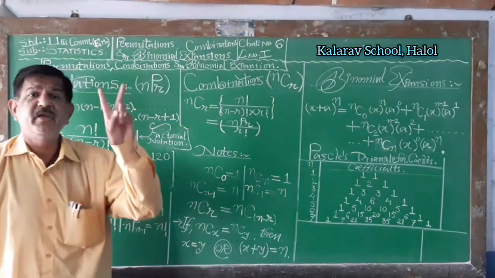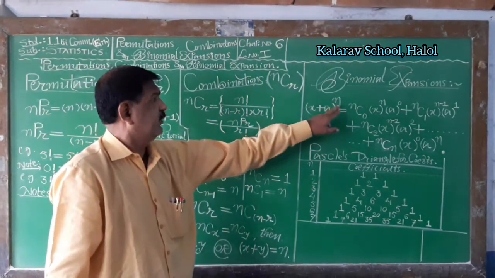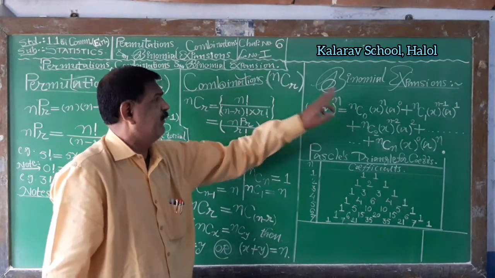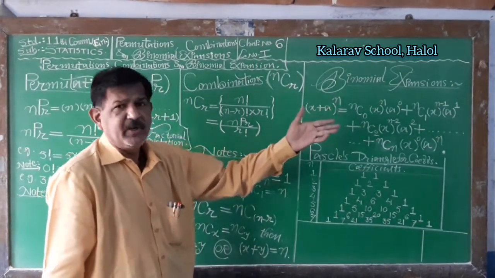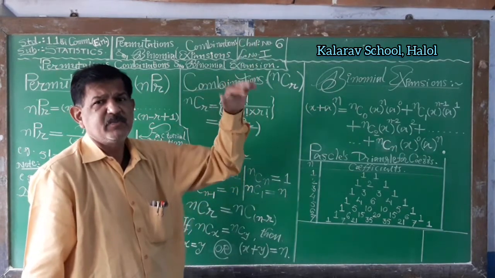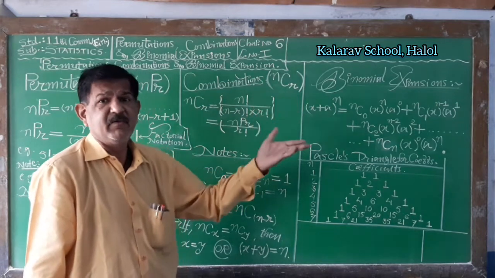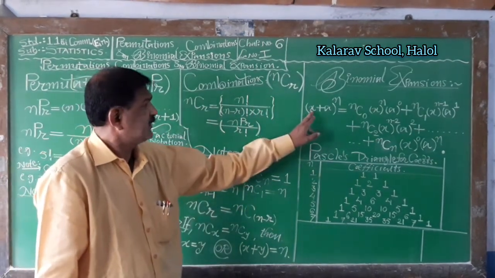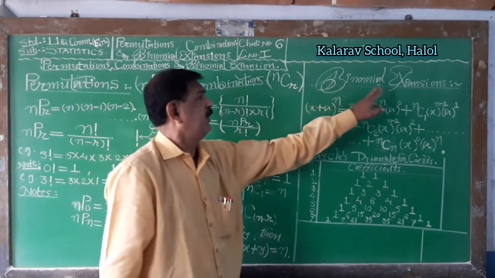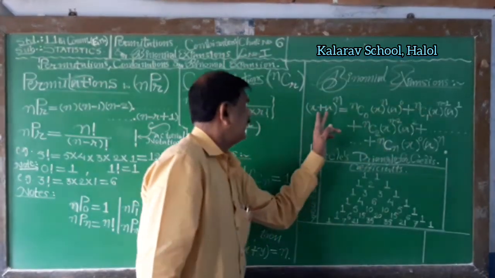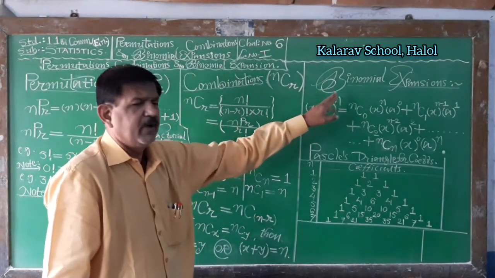Now binomial expansion. Binomial means there are only two terms, and in the power, n is the power index. We know the expansions of (x+y) raised to 2 and (x+y) raised to 3. But if 5, 6, or 7 is given, then what to do? That means (x+a) raised to n is known as binomial expansion. There are only two terms, and powers 2, 3, 4, 5, etc. will be given.